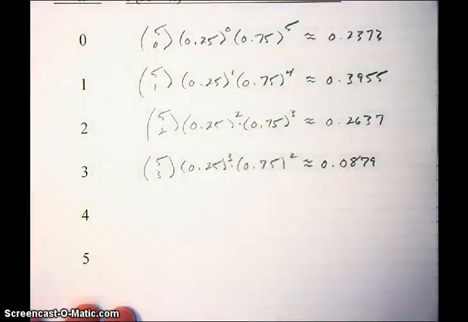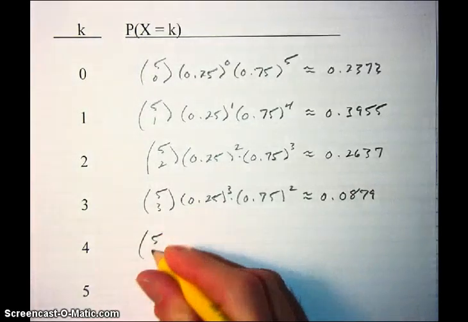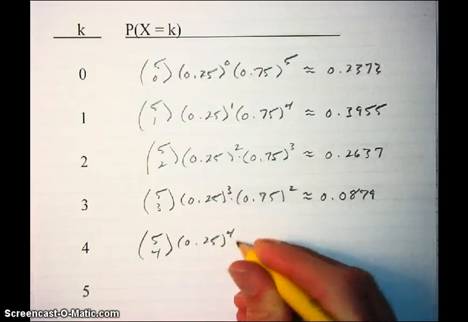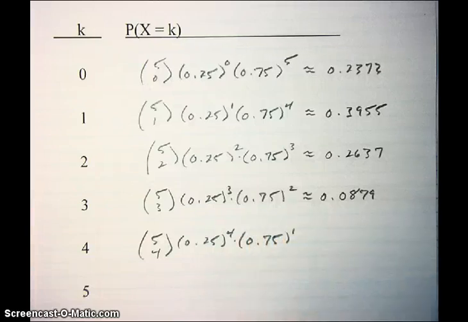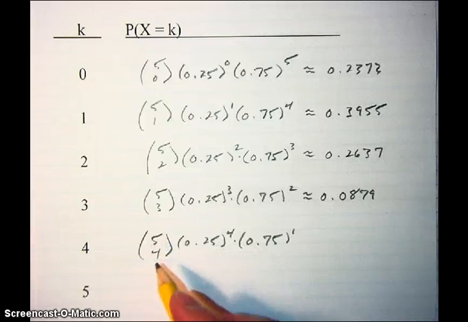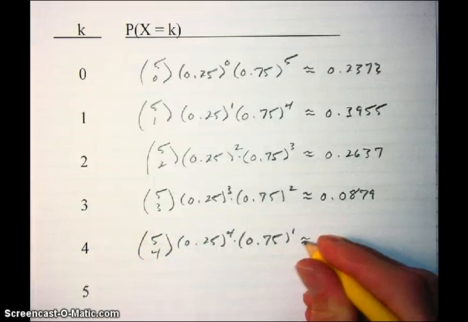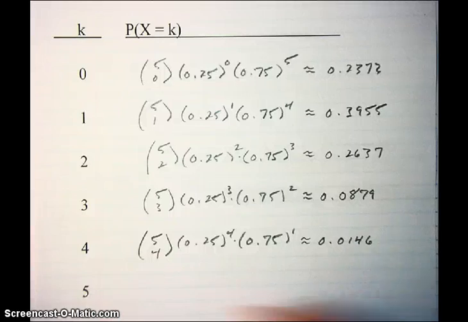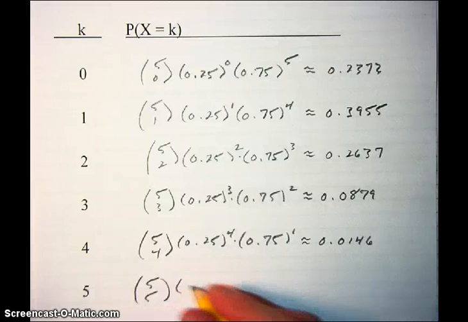Okay, welcome back. The probability that x equals 4 is 5 choose 4 times 0.25 to the 4th power times 0.75 to the 1st power, because in this situation we have 4 successes, 1 failure, and that 1 failure can appear in any of the 5 positions in the string of 5 outcomes, and this works out to be 0.0146.